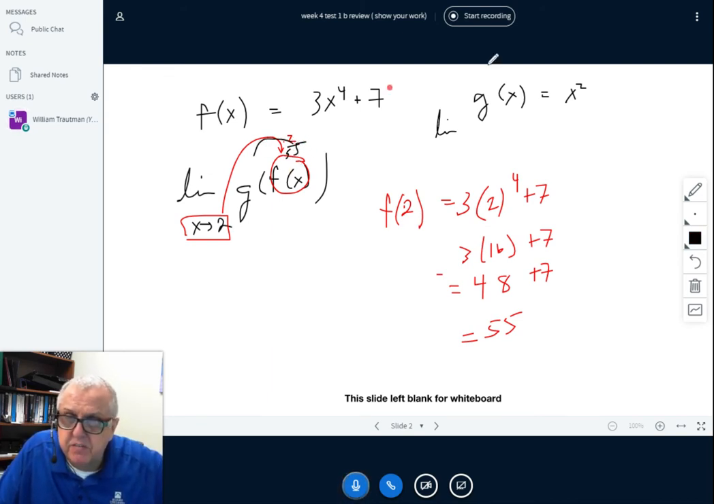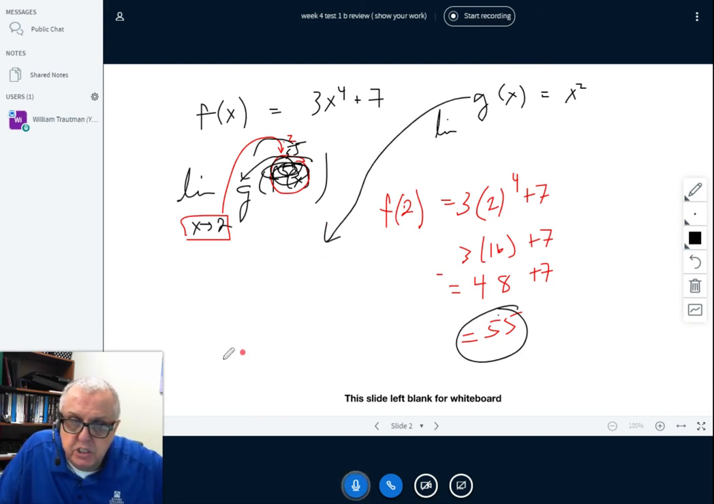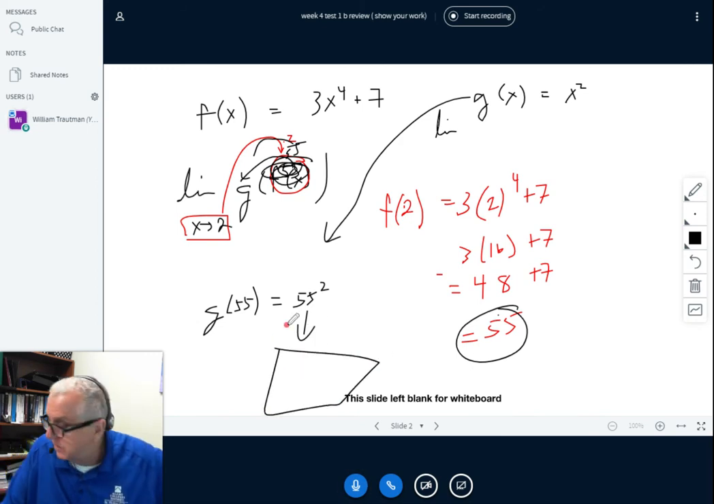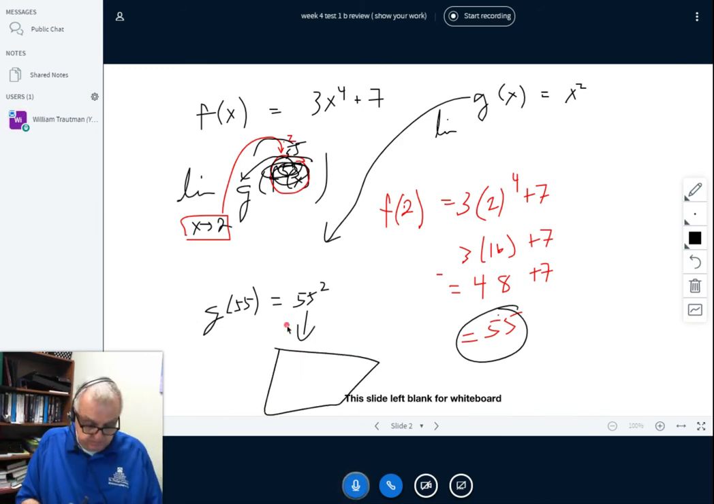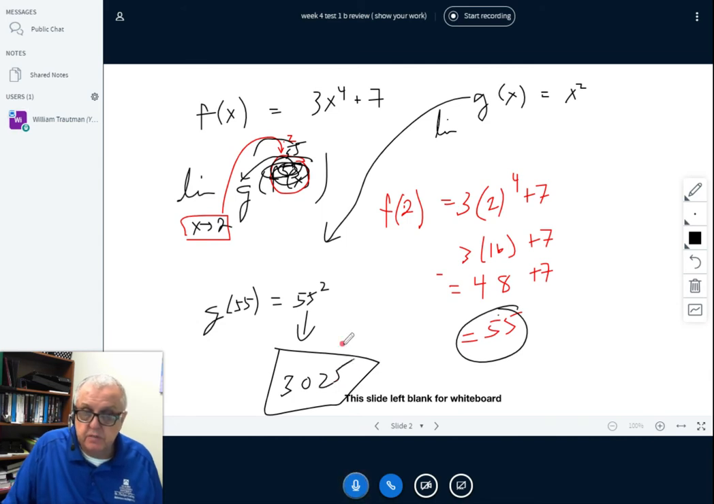I'm plugging 55 into the value for g. So I'm plugging this 55. It's 55 now. Do you see this turns to 55, and I'm going to plug that into the x value for g. My g equals 55 squared. And so whatever 55 squared is our answer. I can put it in my calculator really quick. The answer to this problem was 3025.